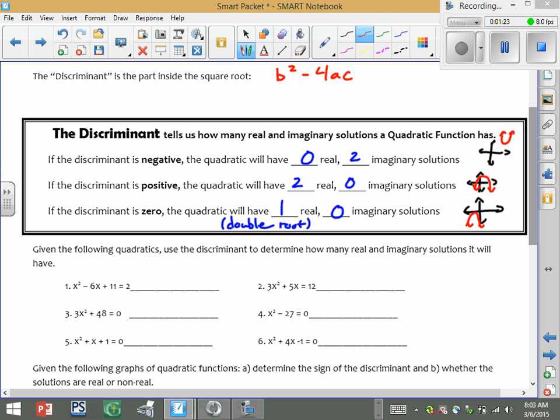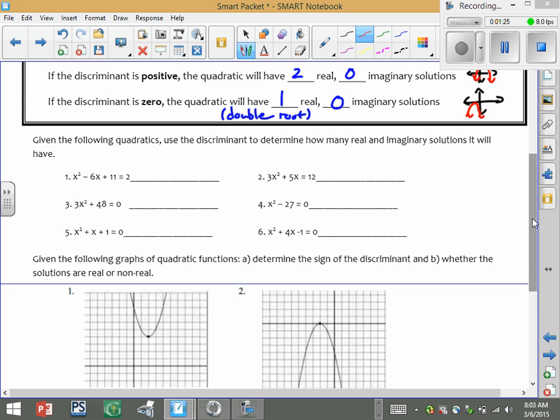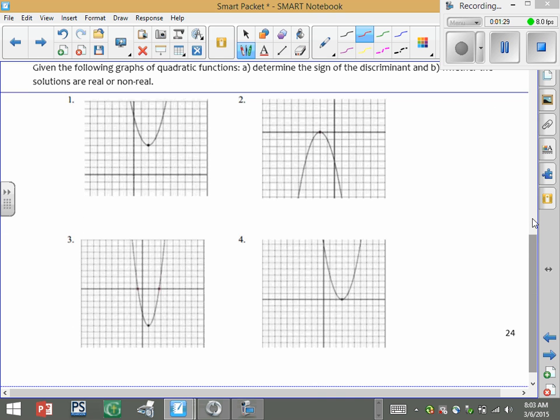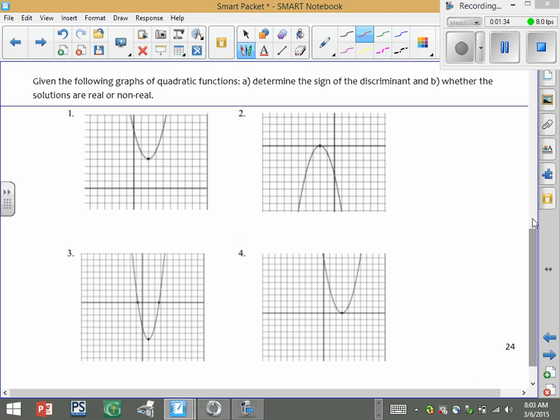So how we're going to use that in this particular case, I'm going to skip over those six real quick. Given the following graphs, determine the sign of the discriminant and if the solutions are real or non-real. Well, first off, for number one, we see that there are two imaginary. And if you look back at the top there, that means the discriminant is going to be negative, because it's two imaginary.